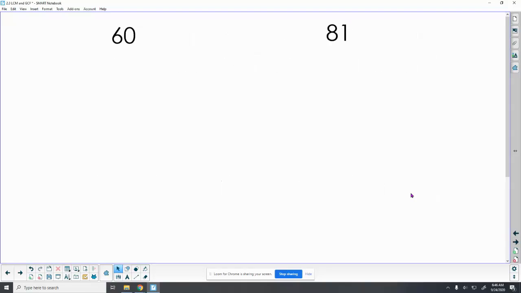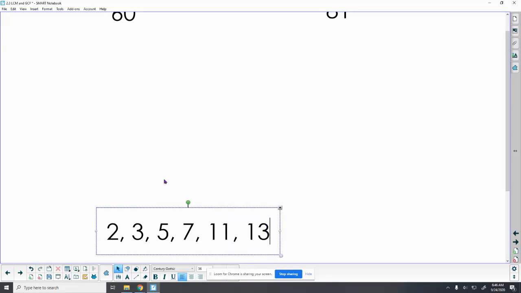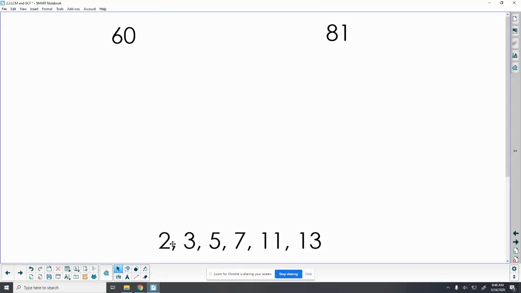What we're trying to do is find the prime numbers. Prime numbers are things like 2, 3, 5, 7, 11, 13. Those are the first 6 prime numbers. The only numbers that can make them are 1 times 2, 1 times 3, 1 times 5, 1 times 7, 1 times 11, 1 times 13. They do not have any other whole number factors.